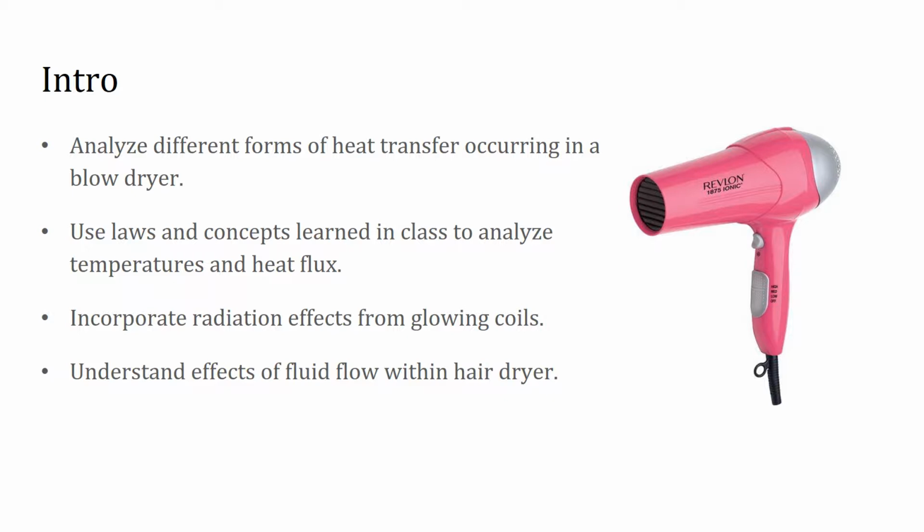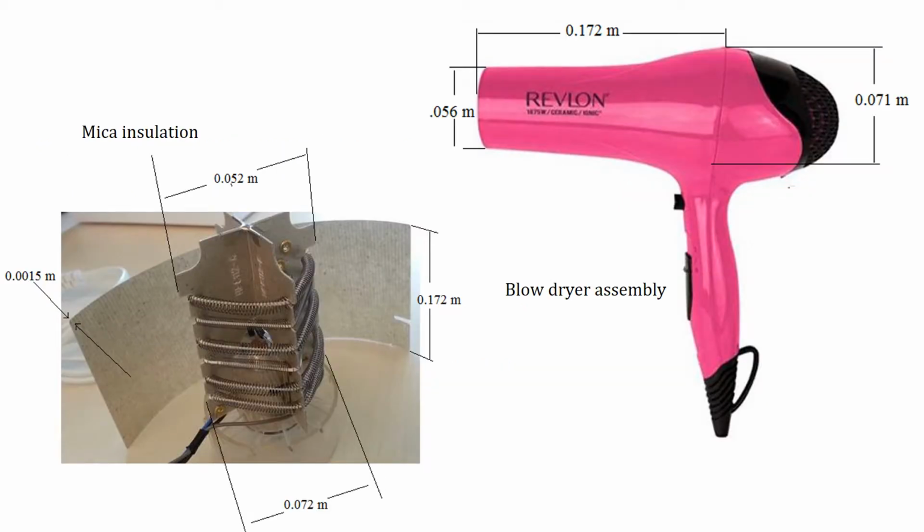We also wanted to incorporate radiation effects from the heating coils as they begin to glow. We also wanted to include any effects that come from different types of fluid flow within the blow dryer. We began our project by taking measurements of each component of the blow dryer.